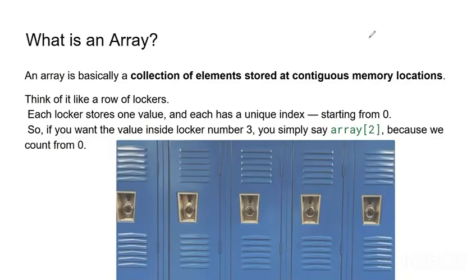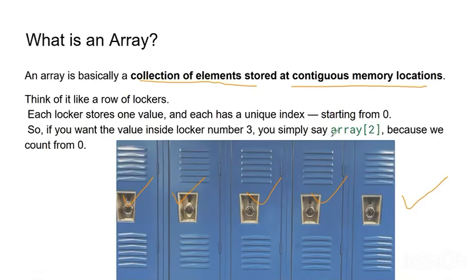So what exactly is an array? An array is nothing but a collection of elements that are stored at contiguous memory locations. Just like you see in the picture, a row of lockers. Each locker is placed one after the other, continuously, with no gaps in between.